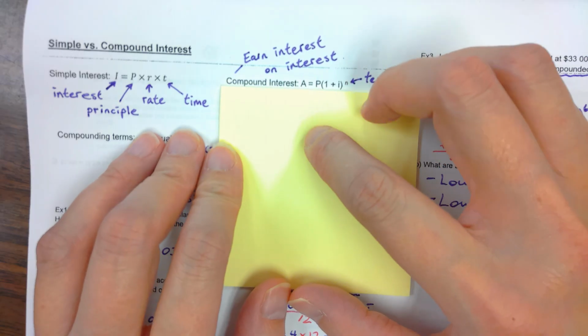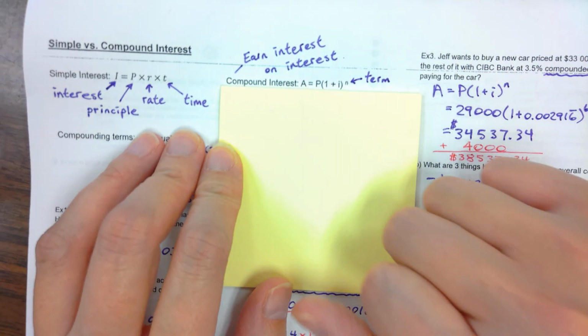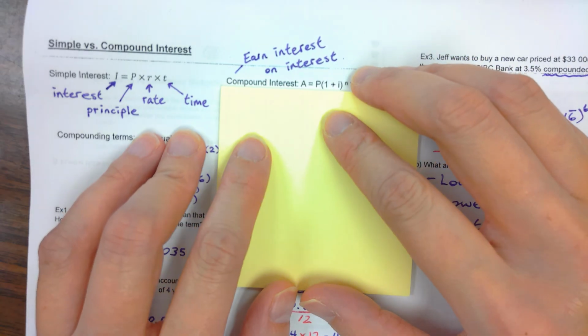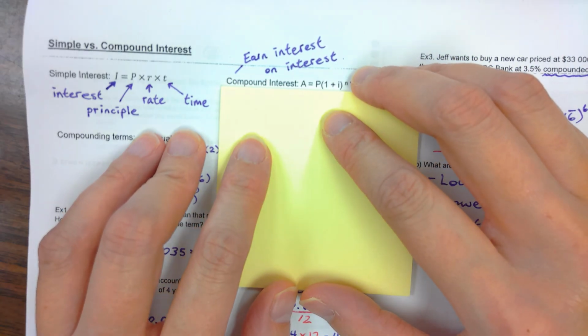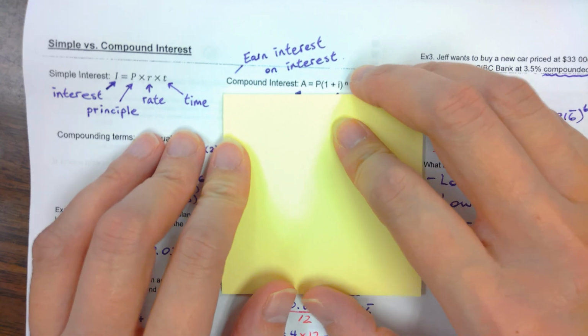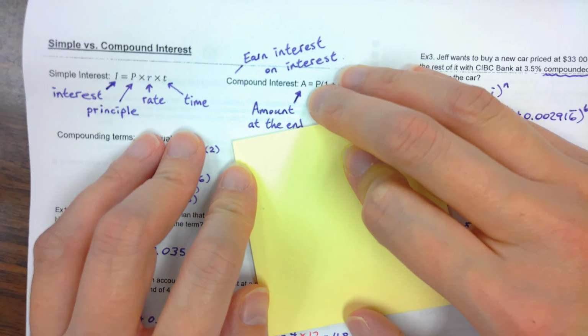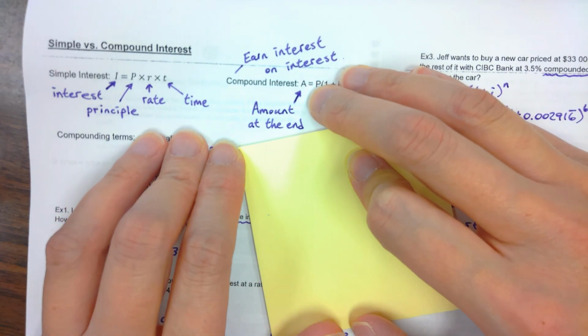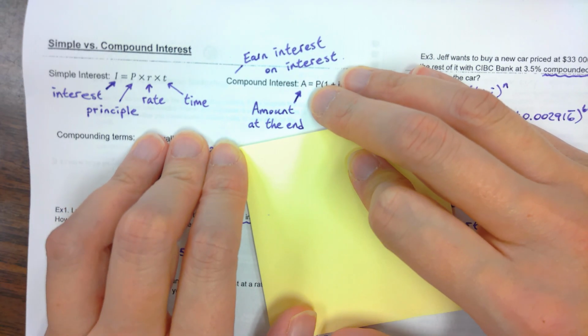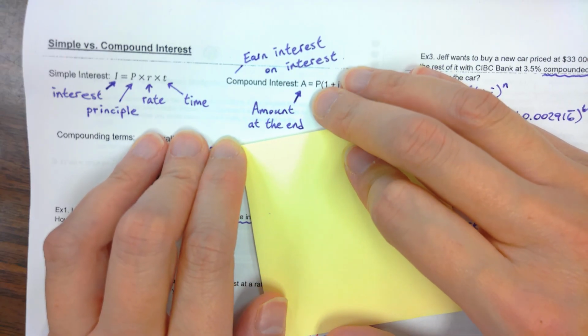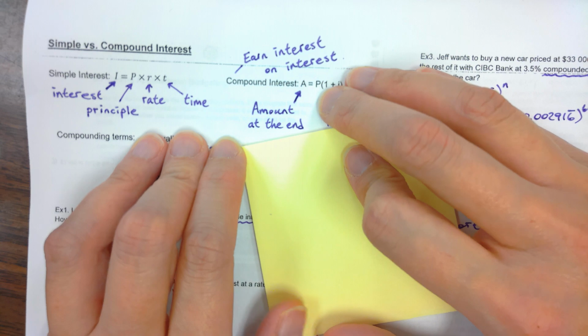What about the A in compound interest? The A is not as obvious, so it stands for the amount at the end of the term. So the A. All right. P stands for the same thing. It stands for principal.